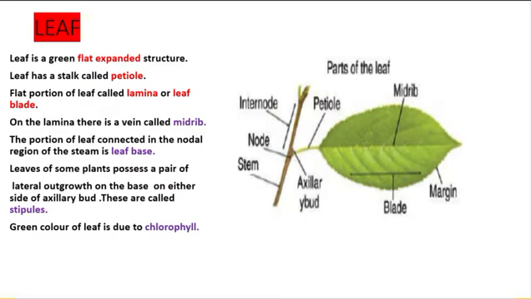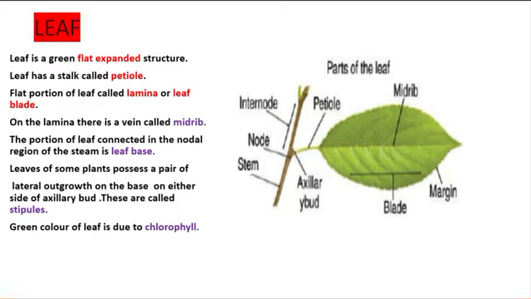Leaf. Leaf is a green, flat, expanded structure borne on the stem at the node. A leaf has a stalk called petiole. The flat portion of the leaf is called leaf lamina or leaf blade. On the lamina there is a main vein called midrib. The portion of the leaf connected in the nodal region of the stem is known as the leaf base.